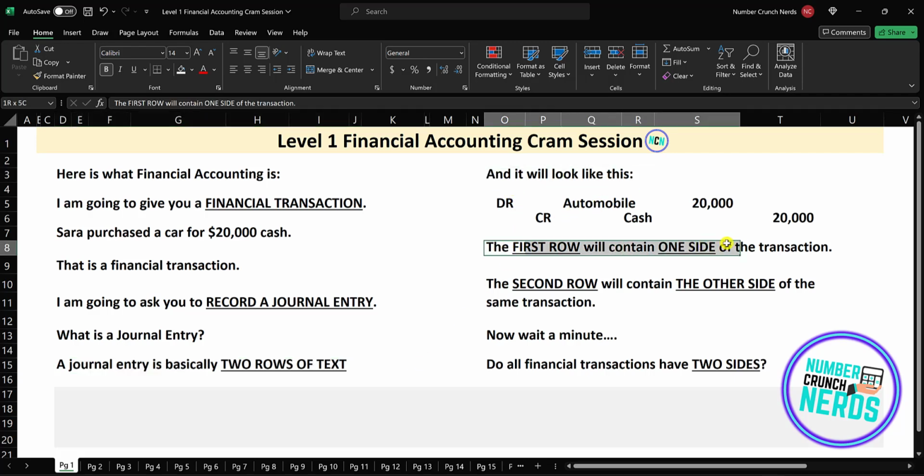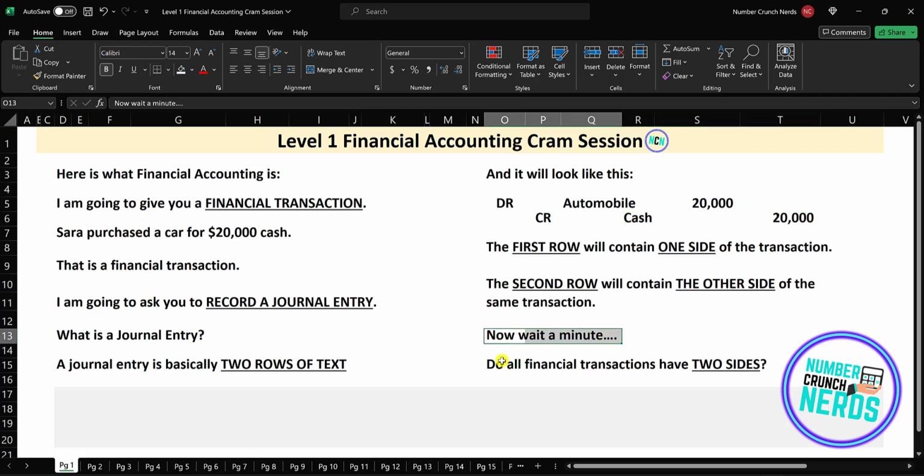The first row will contain one side of the transaction. The second row will contain the other side of the same transaction. This is the first side. This is called a debit. That is the first side of the transaction. This is the second side. That is called a credit. That is the second side of the same transaction.